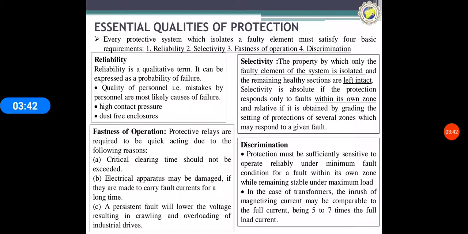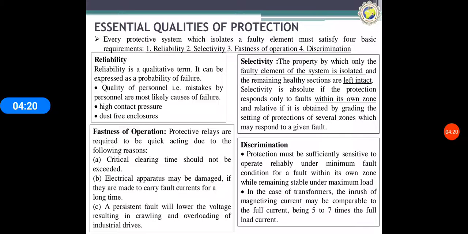The next one is fastness of operation. It means that protective relays are required to be quick acting for the following reasons. The critical clearing time should not be exceeded. Electrical apparatus may be damaged if they are made to carry fault current for a long time. And resistive faults will lower the voltage, resulting in overheating and overloading of the industrial devices.